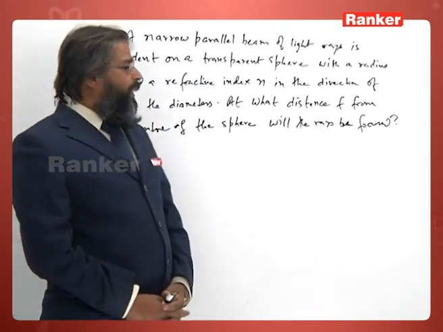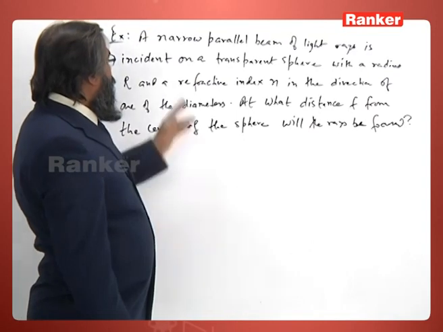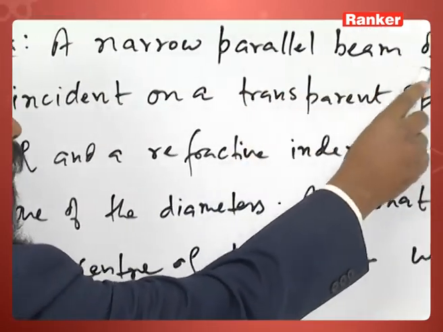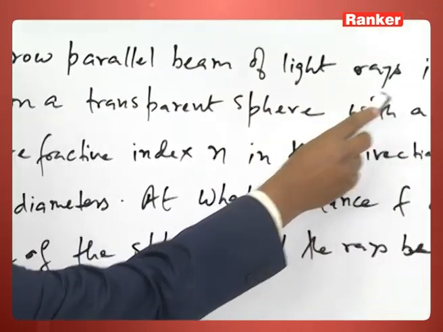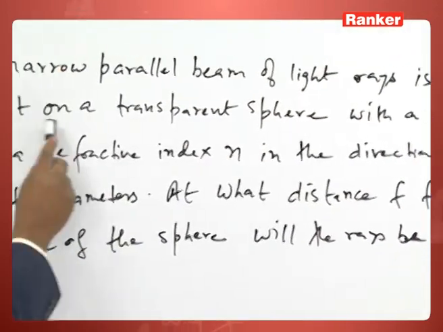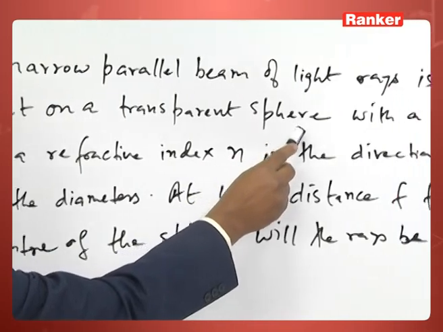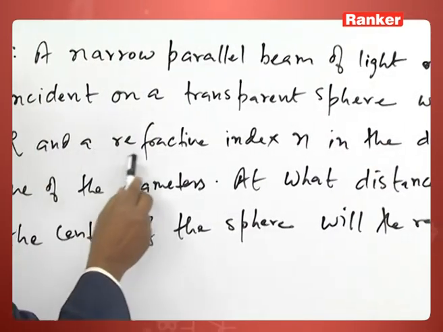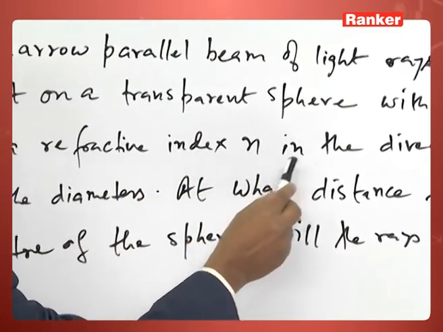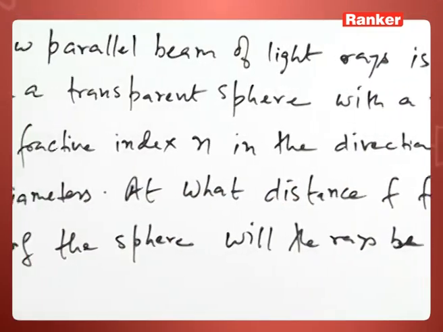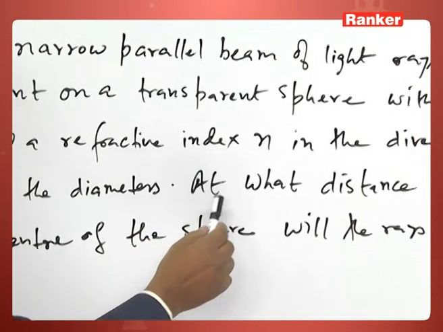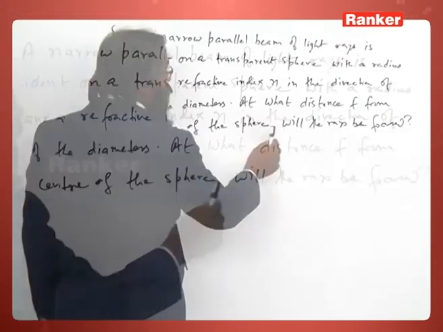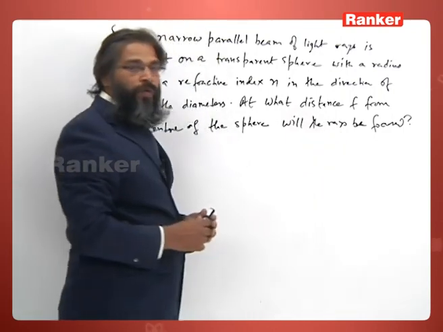So come to the next problem. A narrow parallel beam of light rays is incident on a transparent sphere with a radius capital R and a refractive index n in the direction of one of the diameters. At what distance f from the center of the sphere will the rays be focused?